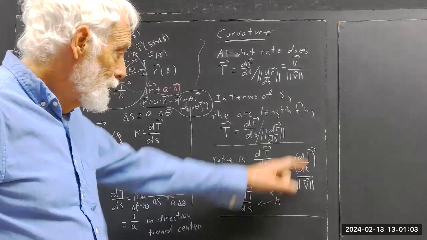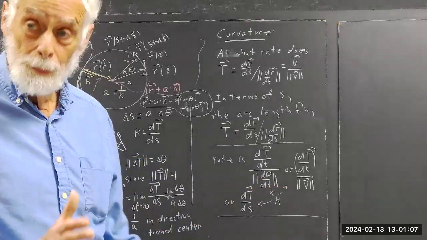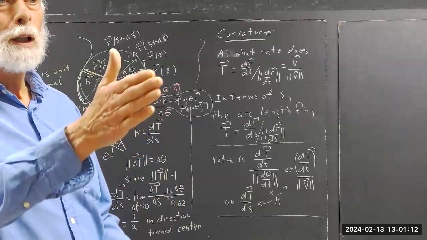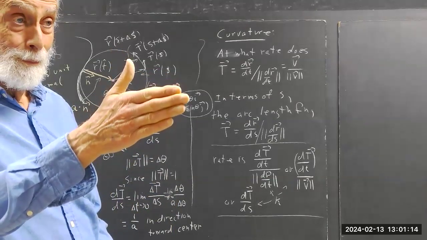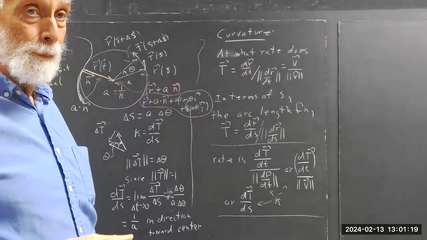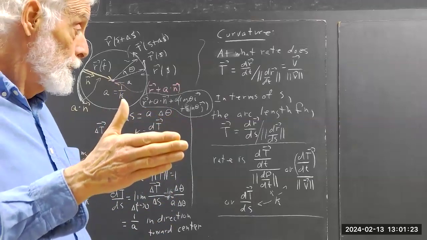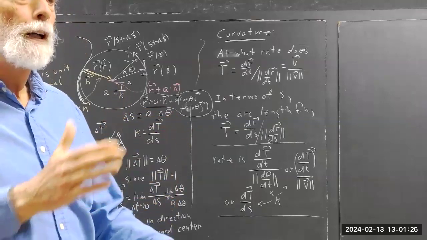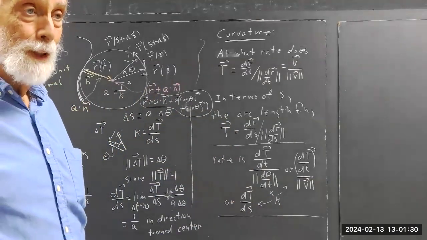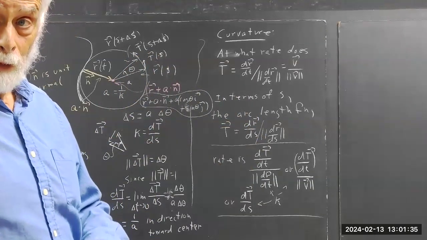And the one I think would tend to make the most sense, if you just think about going around the curve, is how quickly your direction changes with respect to how far you go around the curve. Or how quickly your direction changes in time, divided by how fast you go, correcting for your speed, because naturally your direction is going to change faster if you move faster. Okay.